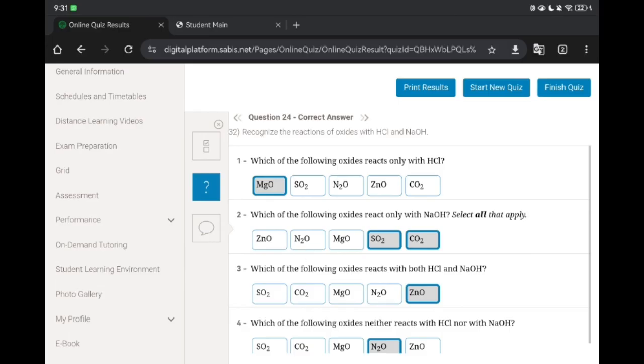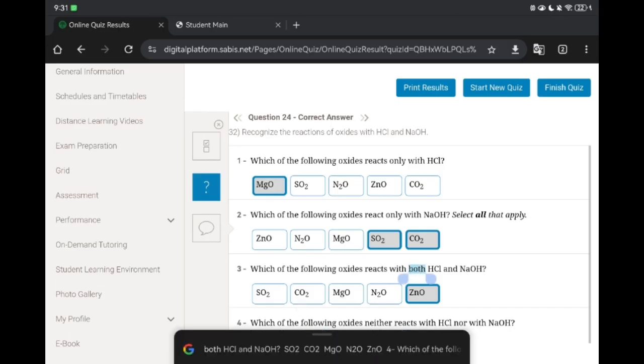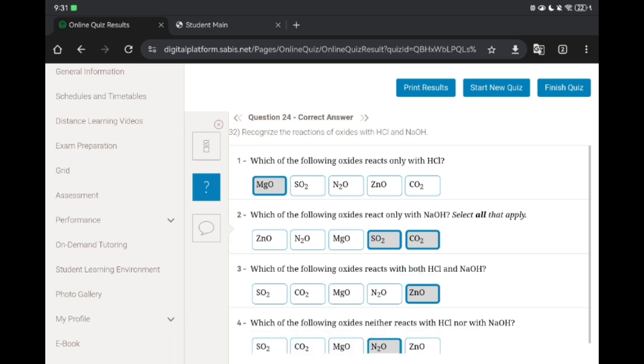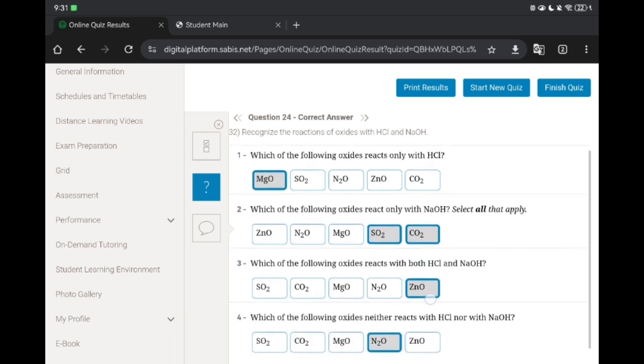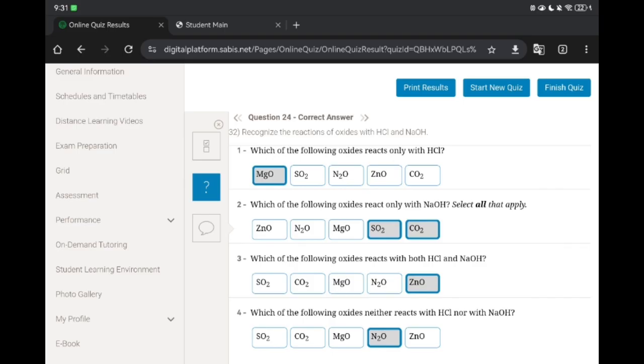Which of the following react with both? Let's see the definition. It's used for the first two alternatives to emphasize that the substance can react with both. Which one? Zinc oxide. Which of the following oxides neither reacts? The neutral one. It just doesn't react, so it's N2O.